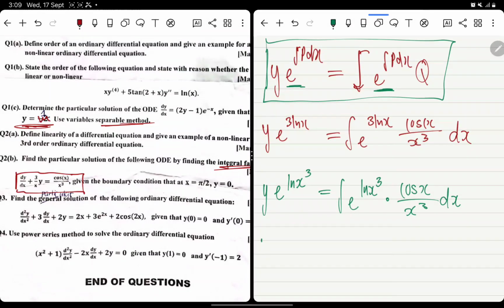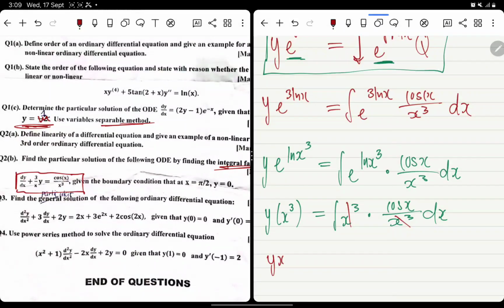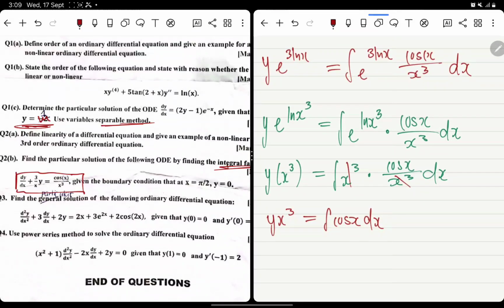So we're going to have y. We have here y, e and ln cancel out, and this thing just comes back as it is. So it's going to be y times x cubed is going to be equal to, again here, the integral of x cubed times cos x over x cubed dx. Okay, then what will actually happen here is you're going to have this x cubed and this x cubed cancel, right? Then you're going to have y x cubed is equal to the integral of cos x with respect to x.